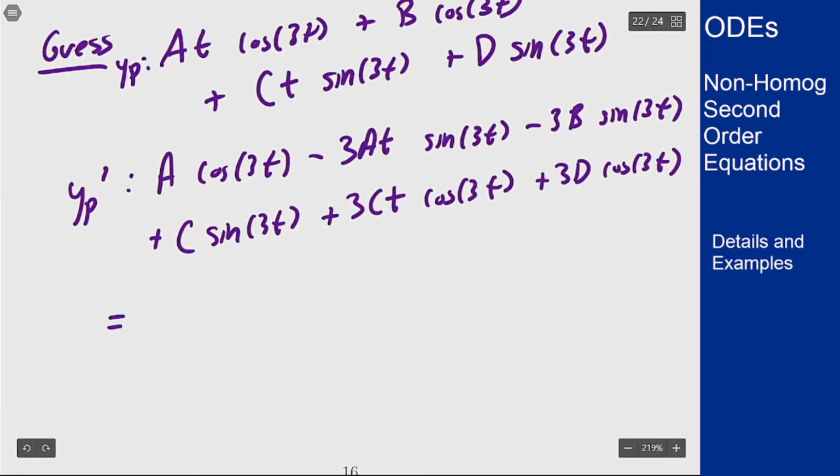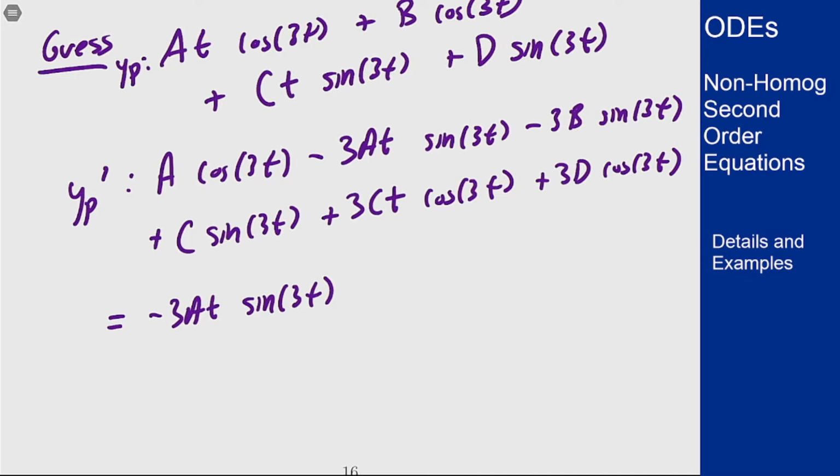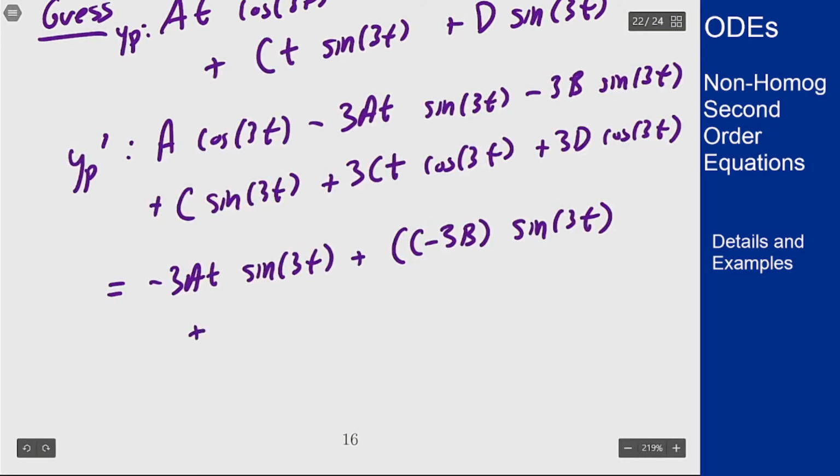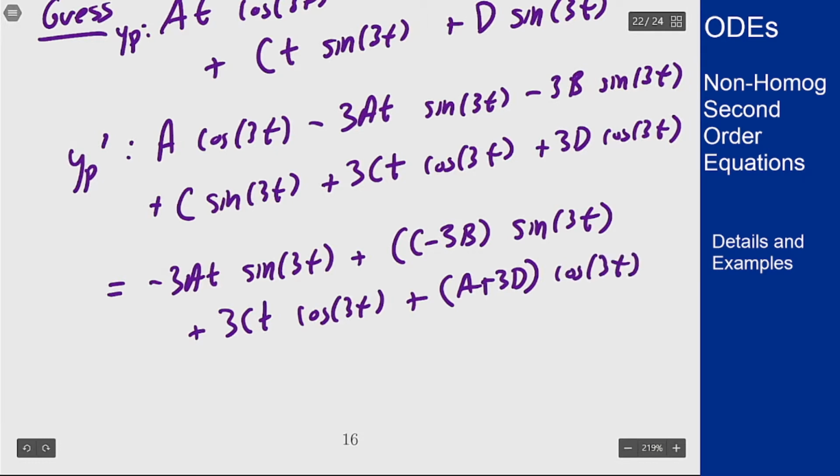To make my life easier, I'm going to collect some terms here. This equals negative 3at sine of 3t, and the other sine term is this one here paired with this one. So I will get plus (c minus 3b) sine of 3t. And then I get 3ct cosine of 3t, and then plus (a plus 3d) cosine of 3t, combining the first and last term here.